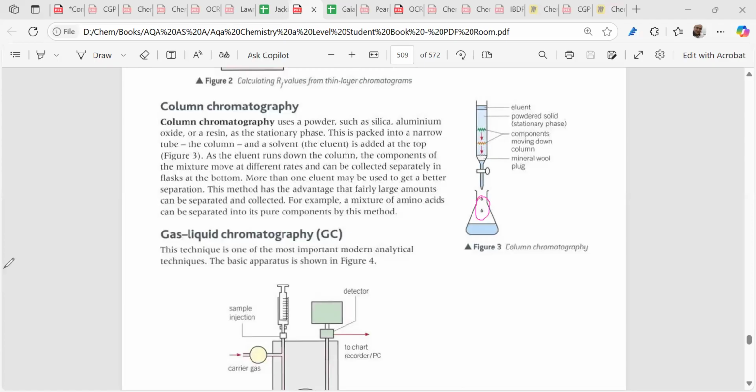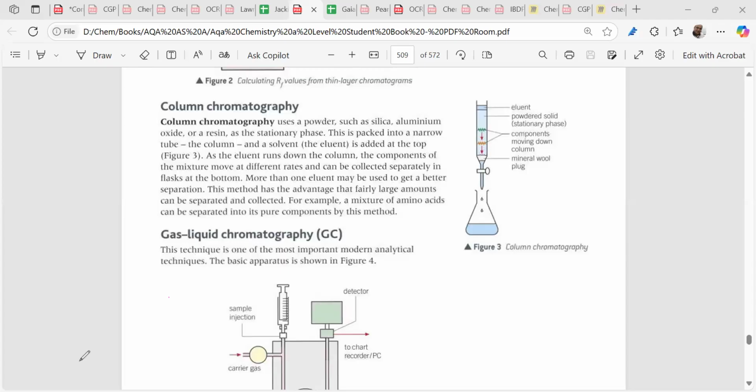Now the major advantage is that if you want to separate out a very large proportion of the solutes, we can use this. Do you get my point? So this is very important: in column chromatography we use a powder, pack it in that particular column, and add the solvent from the top. So this is called column chromatography.